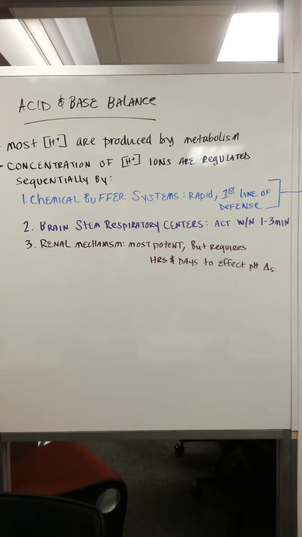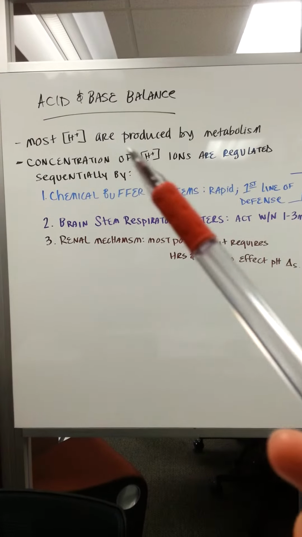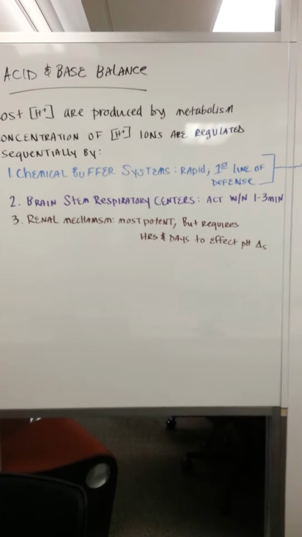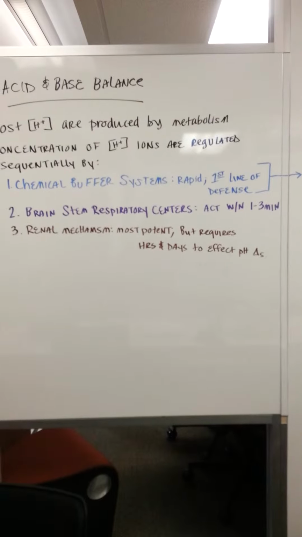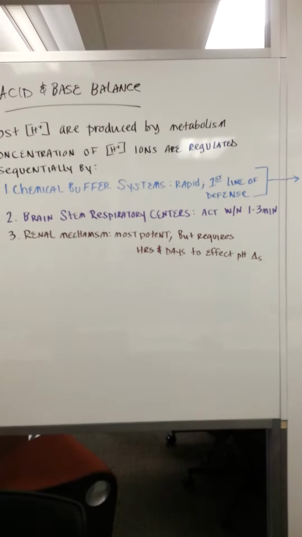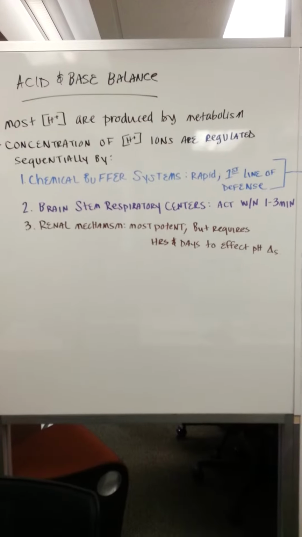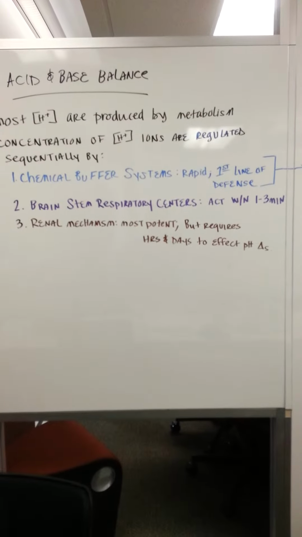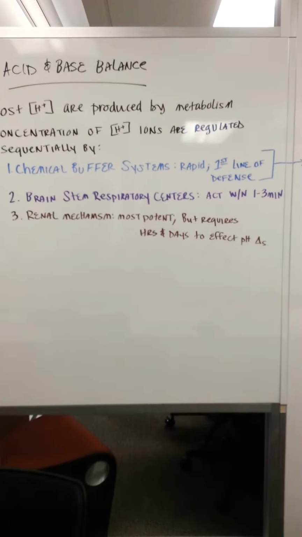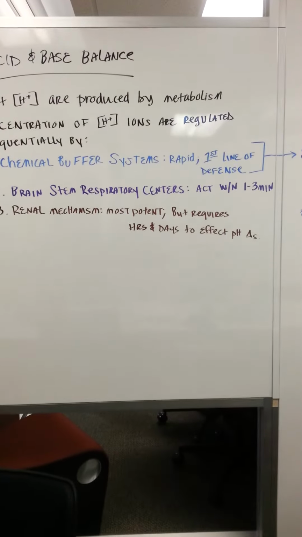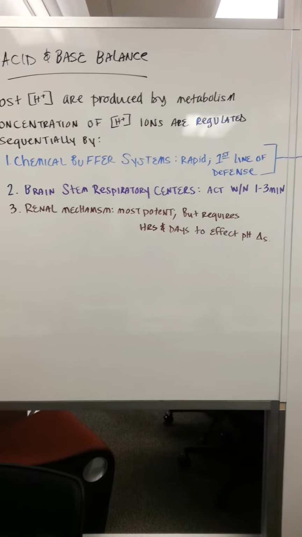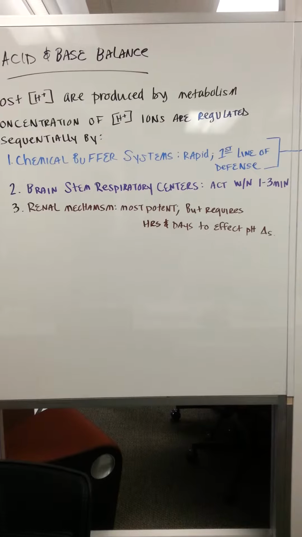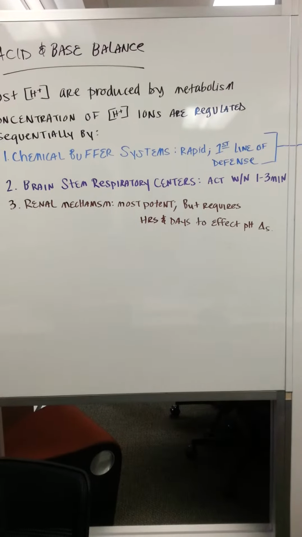So we have the acid and base balance. Most hydrogen is produced by metabolism. Examples would be lactic acid from anaerobic breakdown of glucose, and ketone bodies from fat metabolism. Concentration of hydrogen ions is regulated sequentially by chemical buffer systems, which are the rapid first line of defense, then the brain stem respiratory centers, which act within 1 to 3 minutes. And of course, we have the renal mechanism, which is most potent, but requires hours and days to affect the pH changes.